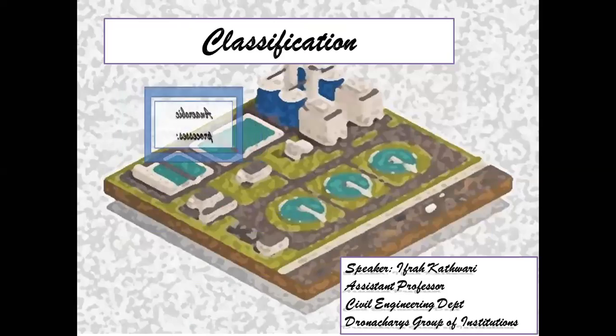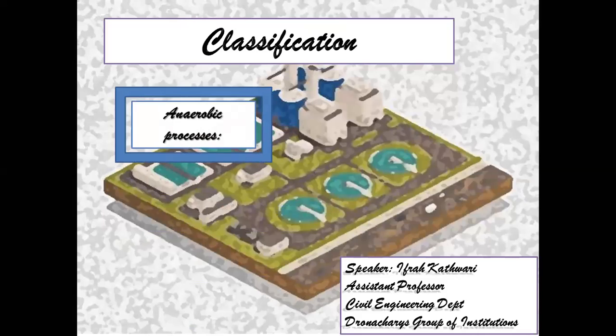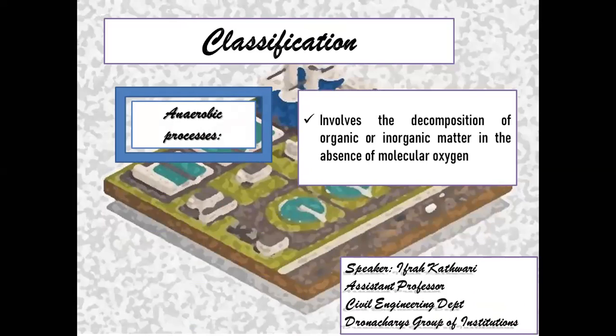The second one is the anaerobic process, wherein the dissolved oxygen is not involved. Everything that is done is done in the absence of molecular oxygen, and the decomposition of organic matter is done in the absence of oxygen. So this is what happens in anaerobic process. This was the classification of biological processes, which is under the unit processes. So we are done with the unit process part.